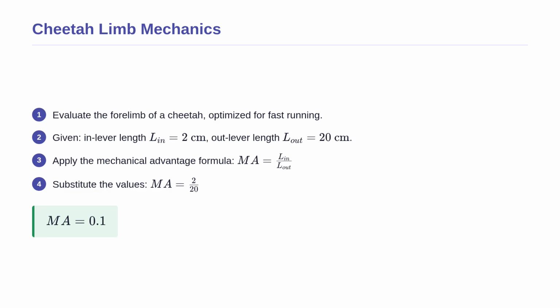Substituting our given values, we divide 2 by 20. This gives us a final answer of 0.1. Physically, this very low fraction means the muscle has to pull with a lot of force, but the end of the foot will swing through a massive distance very rapidly. This low mechanical advantage is the evolutionary secret to the cheetah's high-speed running ability.